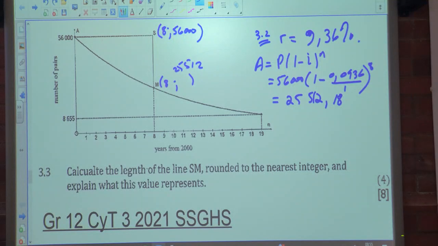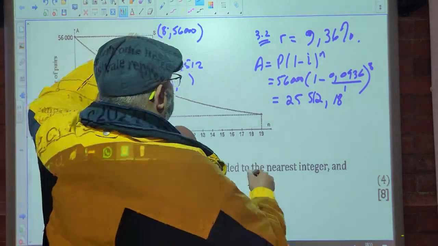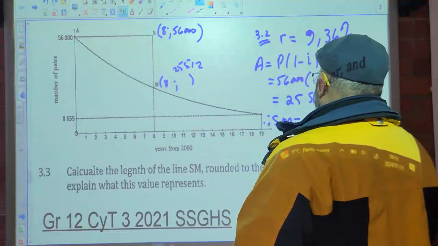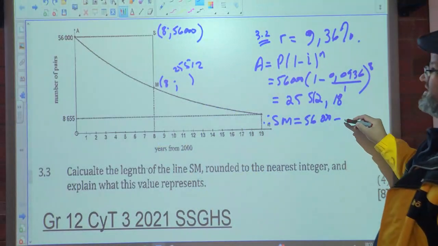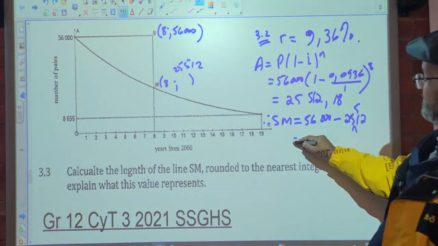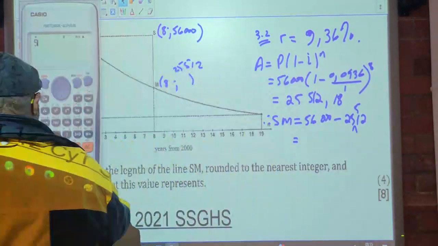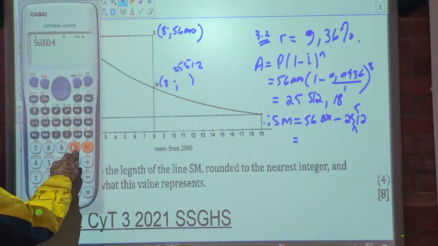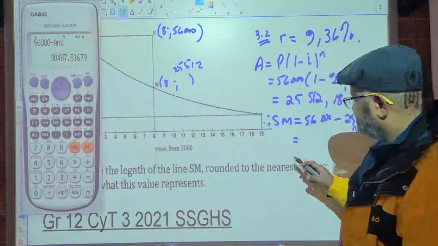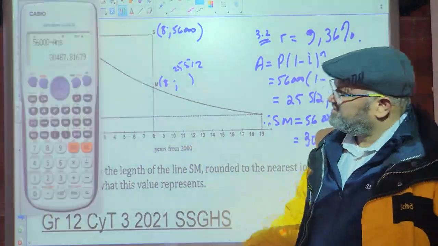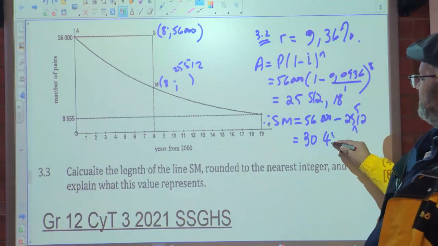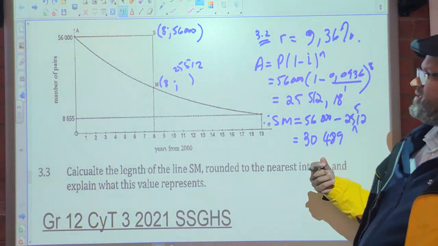So it says calculate the length of that line. So therefore, SM is going to be the top value, which is 56,000 minus 25,512. 56,000 minus that answer is going to give you 30,489. So what does that mean?